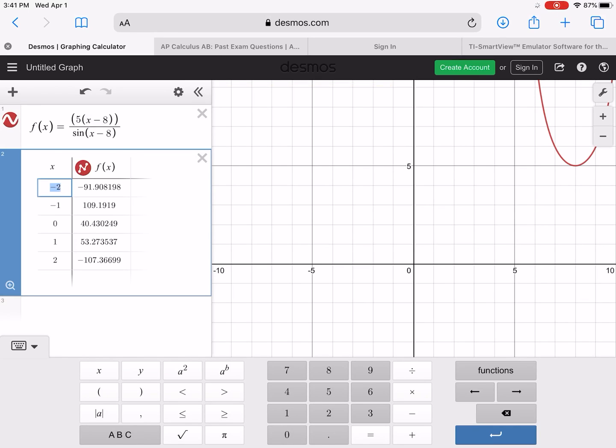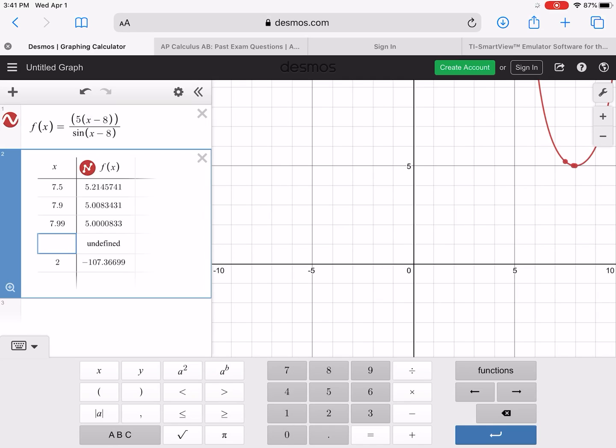And now you've got a table, right? The only thing is most likely your inputs are not going to match what you were asked to find. Okay, so let's just type in the inputs we wanted. So in the example, we wanted 7.5 and then 7.9. And then 7.99, what does it look like? What limit are we trying to find here, by the way? Probably the limit as x approaches 8, right? All right, and then we wanted 8.01, 8.1, and 8.5.